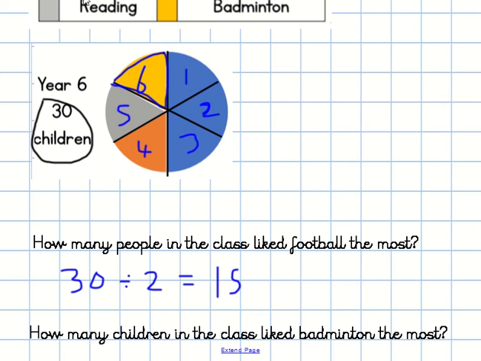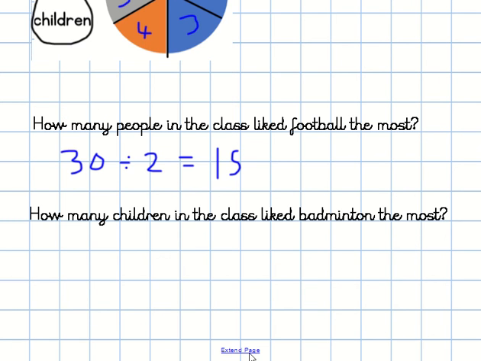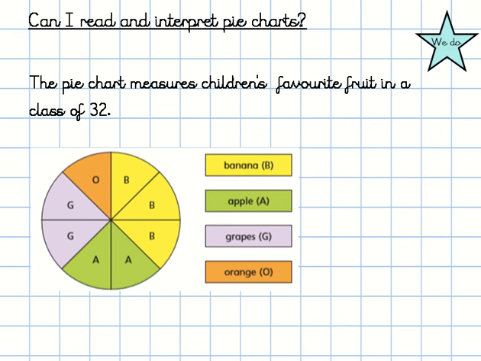So then how are we going to work out 1/6 of 30? Well, 1/6 of 30 is like doing 30 divided by 6, because we divide by the denominator. So 30 divided into 6 groups equals 5. So I'm going to have 5 children who like badminton the most.